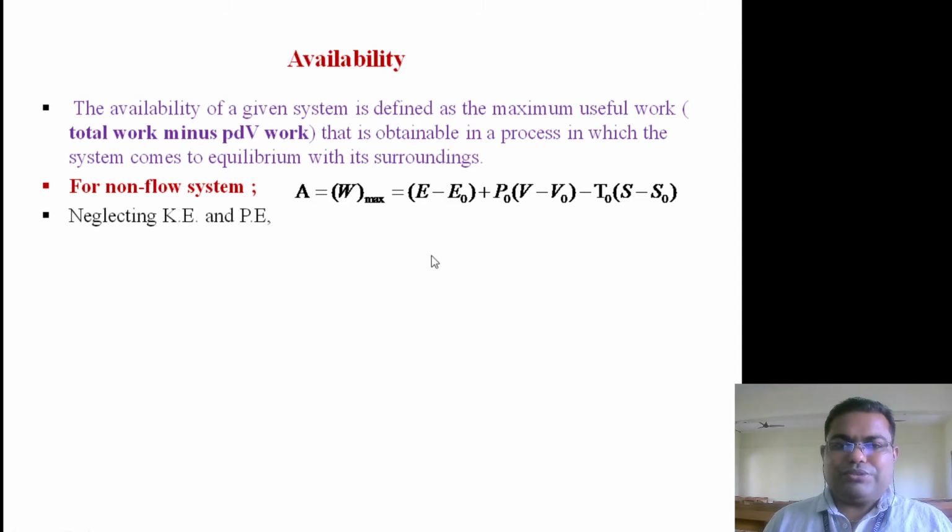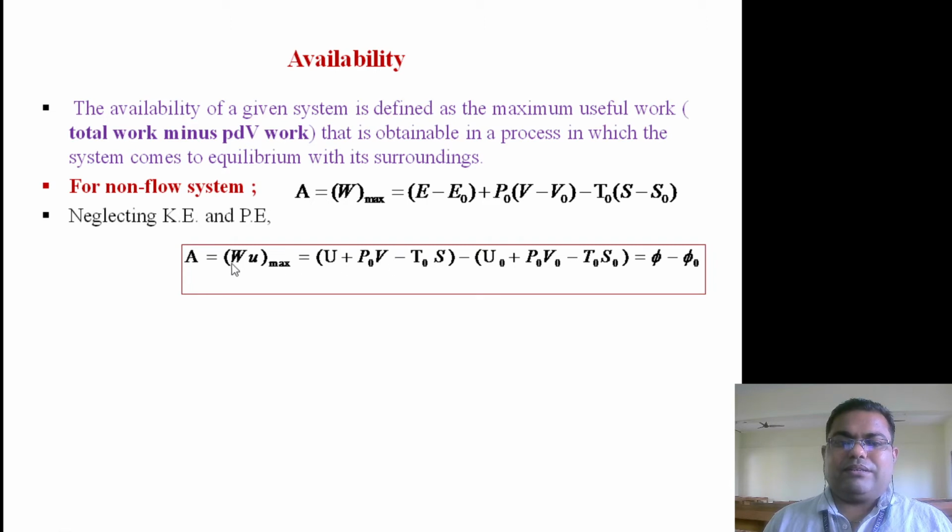So if you substitute that, the maximum work or availability is given by U plus P naught V minus T naught S, and this term is also known as the non-flow availability function. You can use small a or the phi symbol. So phi represents the non-flow availability function for the system, and phi naught is for the surroundings. This is the maximum useful work that is available.